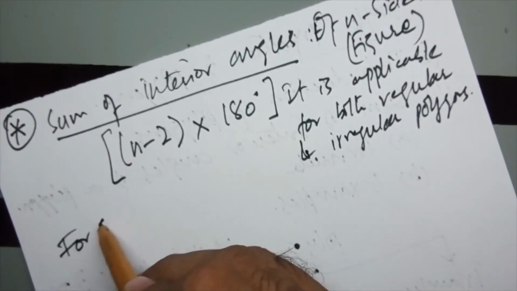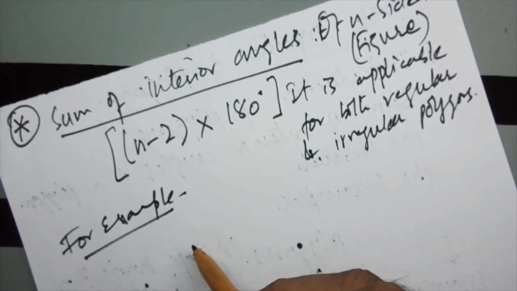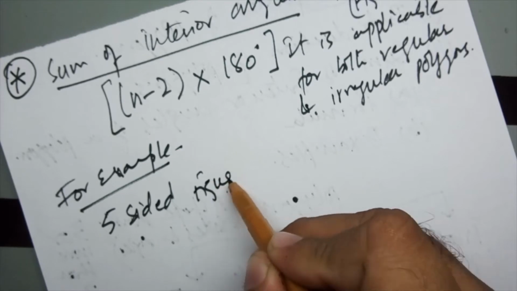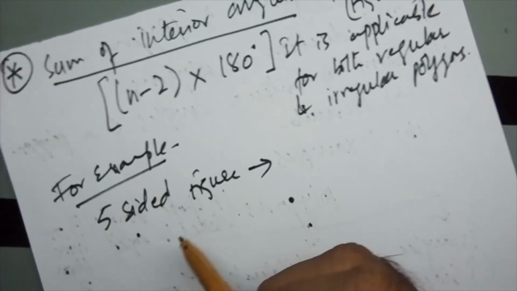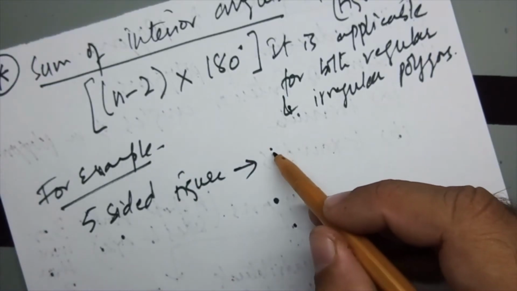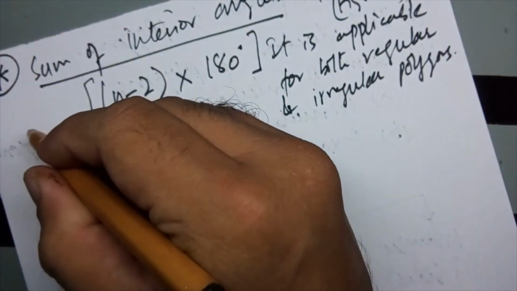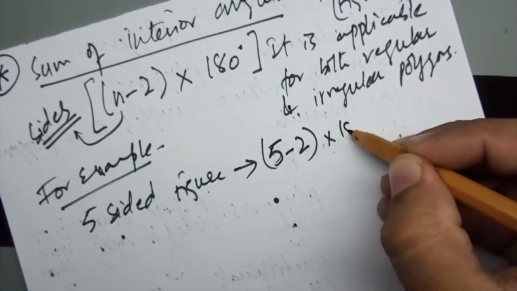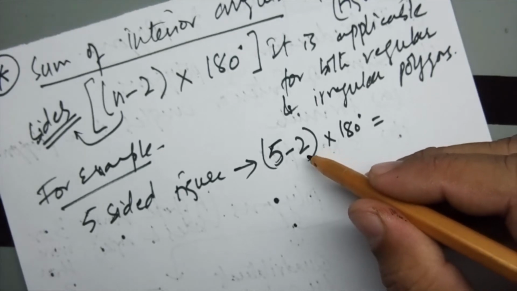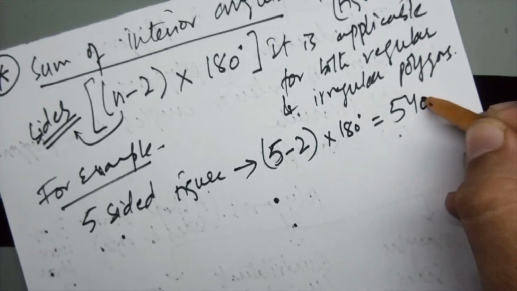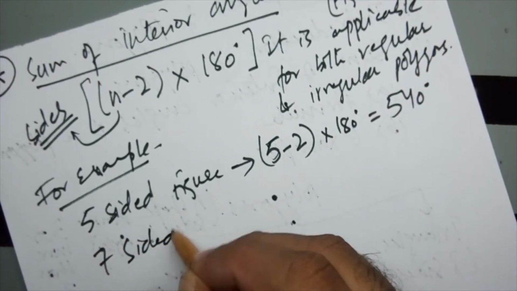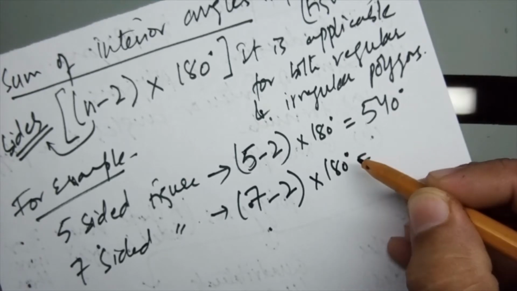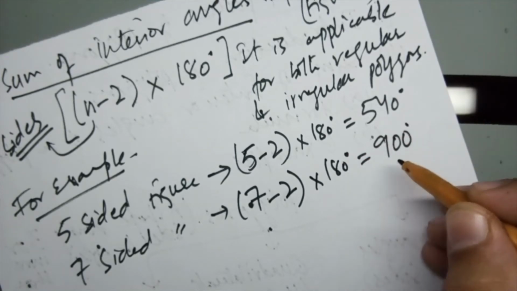So for example, if I want to find out the sum of interior angles of five-sided figure, I will use the same formula that I have written above, and n is for sides, right? So I have 5-sided figure, so 5 minus 2 multiplied by 180 degree. So the sum of the interior angles of 5-sided figure is 540 degree. For example, if I have a 7-sided figure, I will use the same formula, n minus 2 multiplied by 180 degree, and the sum of interior angles of 7-sided figure is 900 degree.